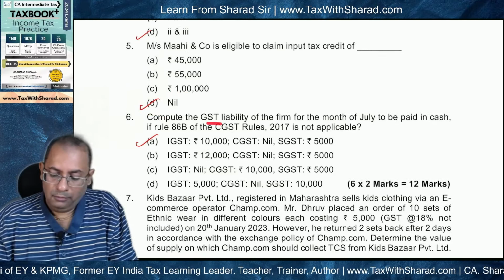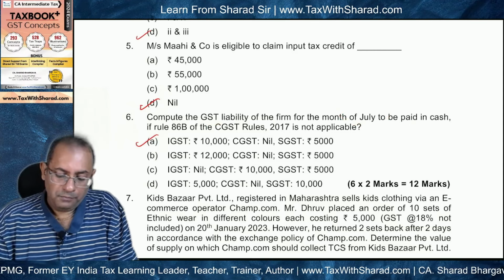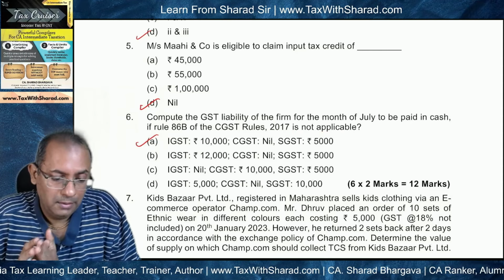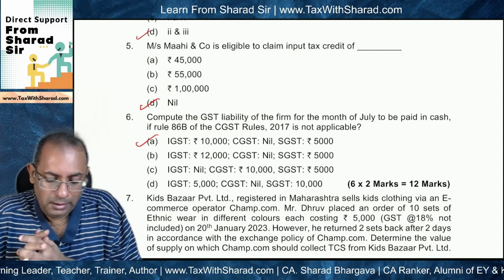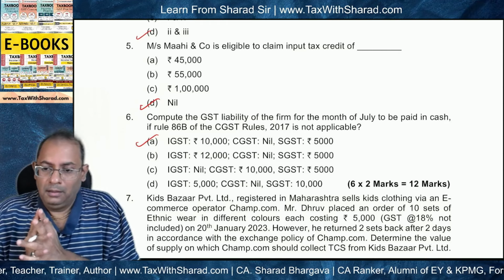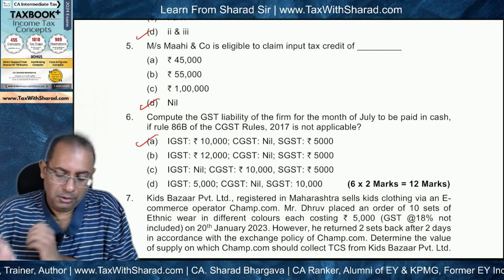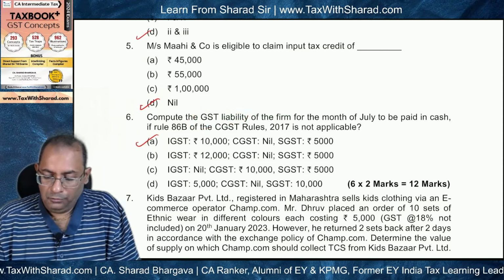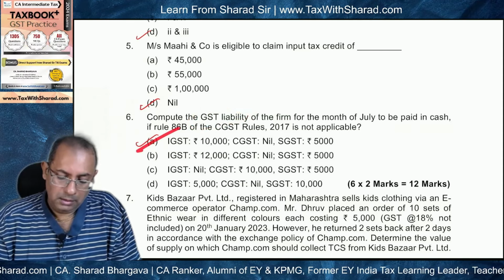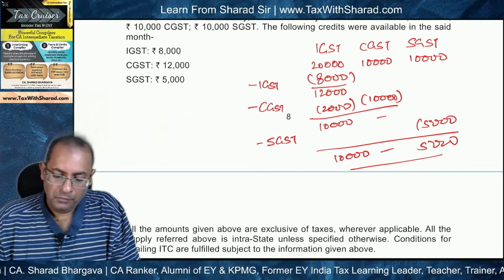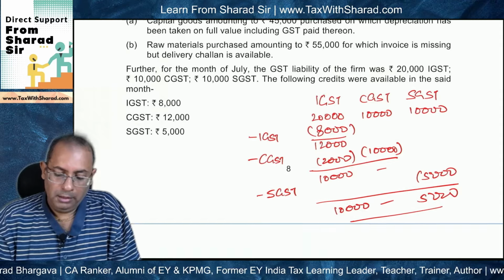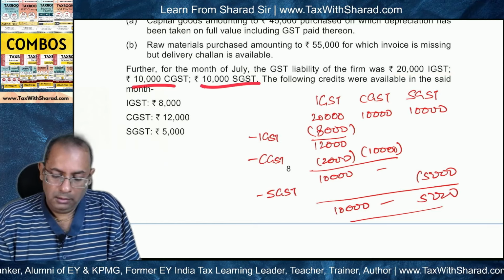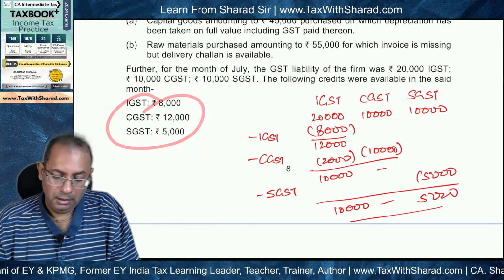Next, compute the GST liability of the firm for the month of July to be paid in cash, if Rule 86B is not applicable. What is 86B? You would remember that at most 99% of tax can be paid using ITC, but 1% needs to be paid in cash. So this is not applicable. So we need to basically compute the GST liability for the month of July to be paid in cash. And the correct answer is this, and we will see how this answer has been arrived at. Some information is given in this question that for the month of July, GST liability was 20,000 IGST, 10,000 CGST, 10,000 SGST, and these are the credits that are available in the said month.